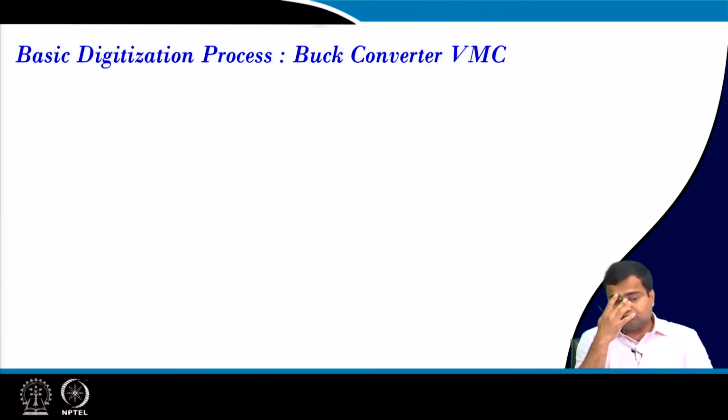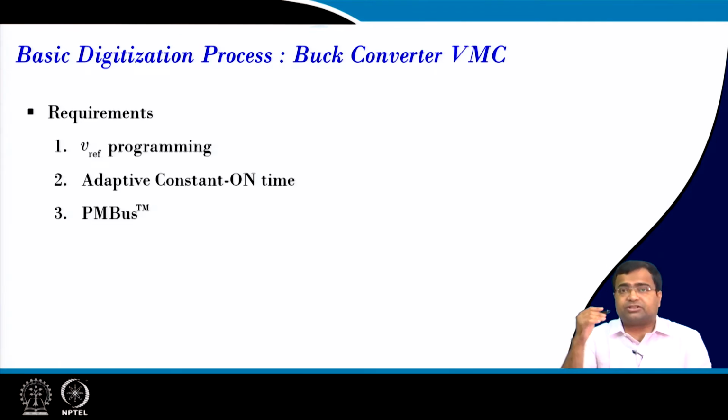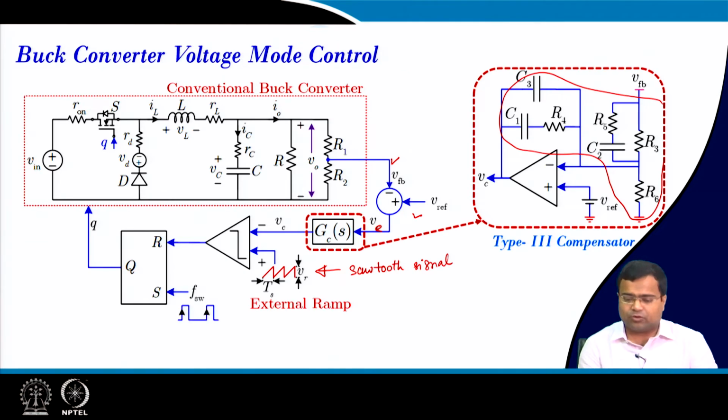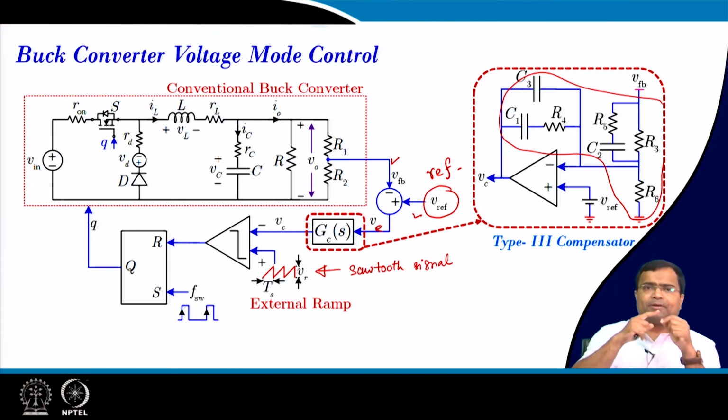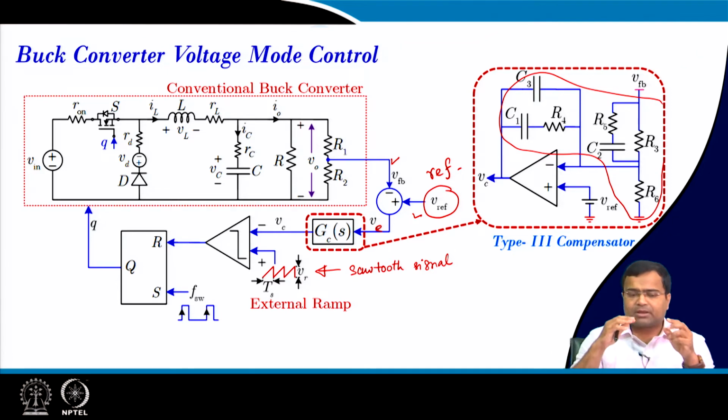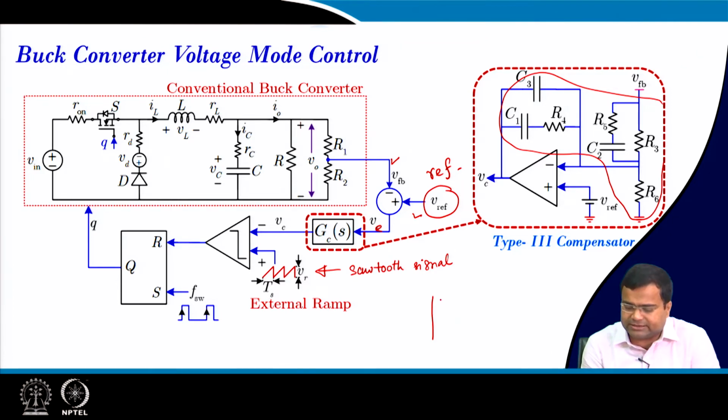Now how do you start with the basic digitization? First of all, if you look at this feedback control, this is our reference voltage. This reference voltage should be programmable. Why? Because when you are talking about a dynamic voltage scaling application, or an envelope tracking application, suppose this is your DC-DC converter, where the input is like a battery.